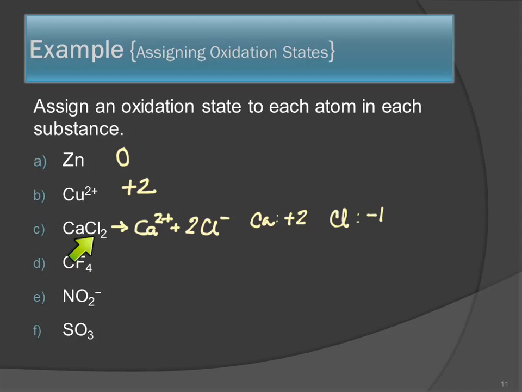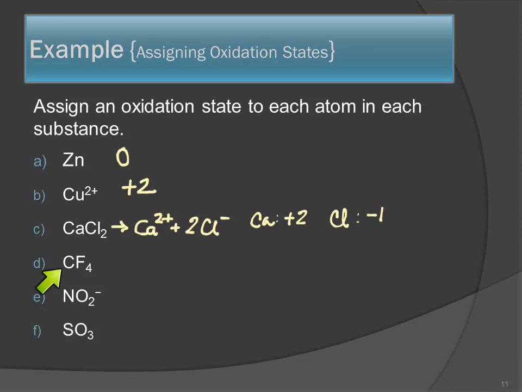There are 2 chlorines. They each have an oxidation number of -1. So that's a total of -2. There's 1 calcium with a +2. It adds up to 0. It's a neutral compound. Does that make sense?